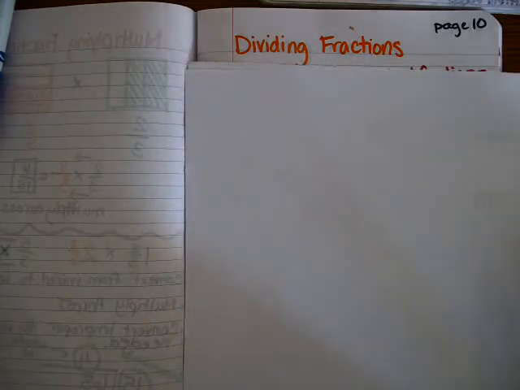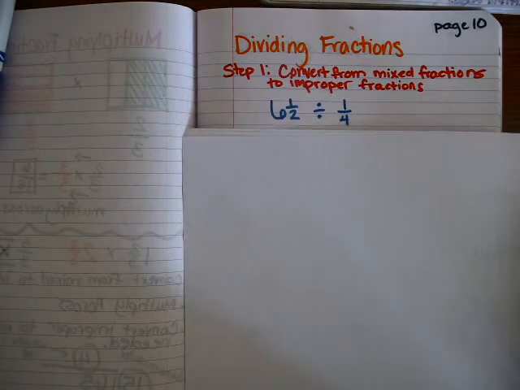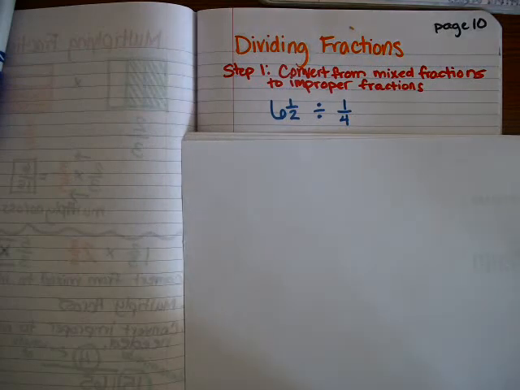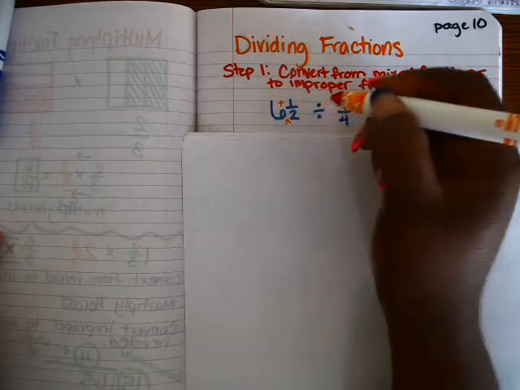Our first step is to convert from mixed fractions or mixed numbers to improper fractions if you have mixed numbers. So here's your problem: 6 1/2 divided by 1/4. And of course when we're converting, we want to use Texas, or we want to multiply and then add.